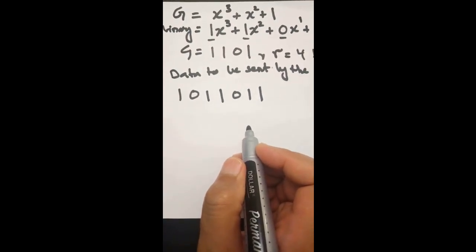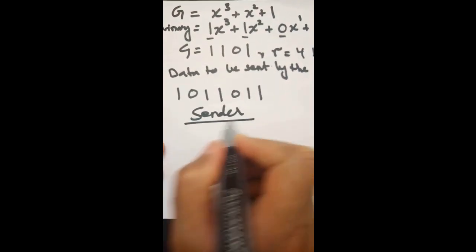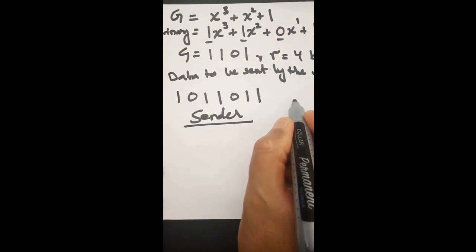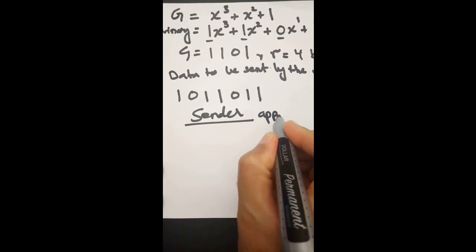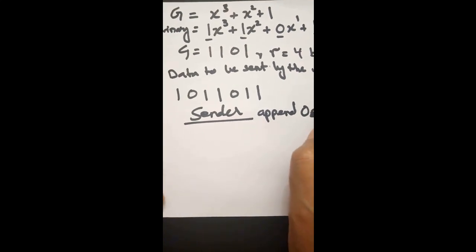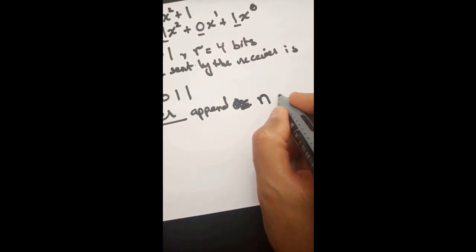So now what will the sender do at its end? The first thing the sender will do is append some zeros. Append how many zeros? N zeros, n number of zeros at the end of the data.